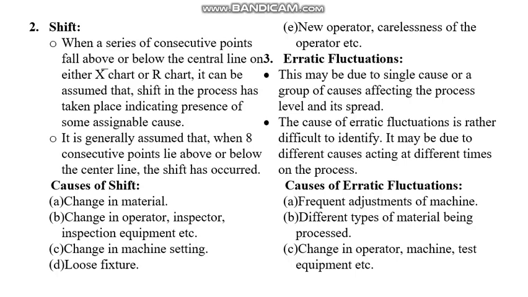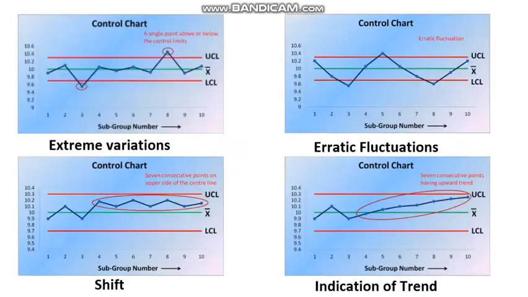Now the third one is erratic fluctuations. Erratic fluctuation means this may be due to a single cause or a group of causes which affect the process and the spread. The cause of erratic fluctuations is difficult to identify, and it may be due to different causes acting at different times on the process, like frequent adjustments of the machine, or different types of material being processed, or a change in operator, machine, test equipment, etc.